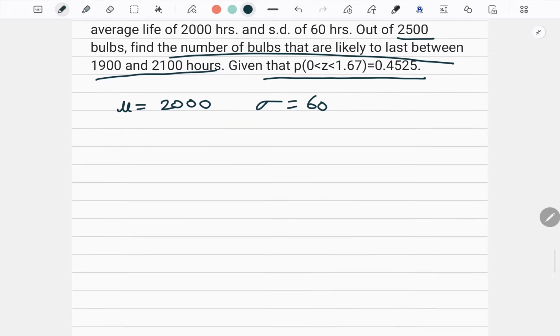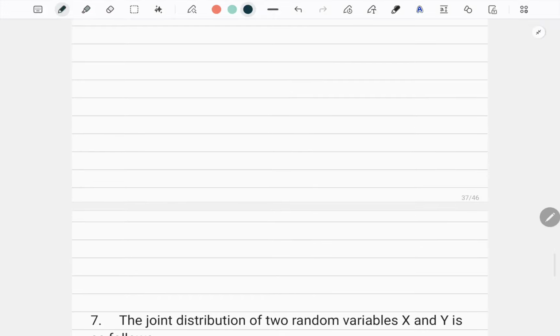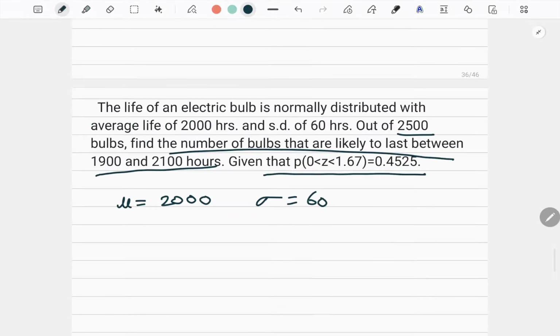I hope normal distribution is clear to you. See, the number of questions in normal distribution are very few, so do all the questions properly. I hope you understood it.